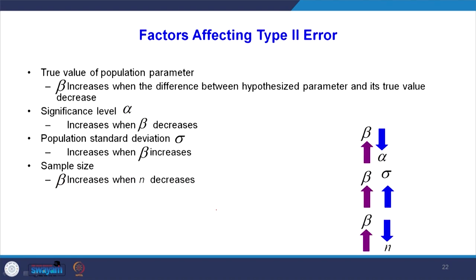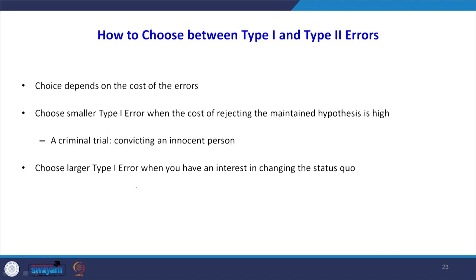Now, let us see factors affecting type 2 error. The true value of the population parameter: beta increases when the difference between the hypothesized parameter and its true value decreases, a point I already told you. Significance level alpha increases when beta decreases. Population standard deviation sigma increases when beta increases. Sample size: beta increases when n decreases. That is the relation between the different elements of your type 2 error.